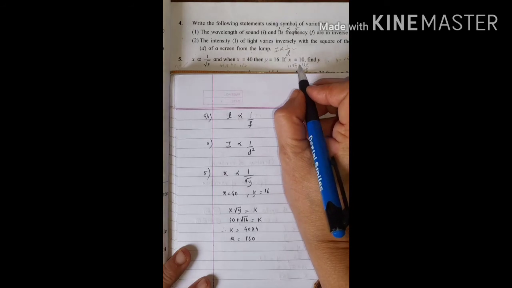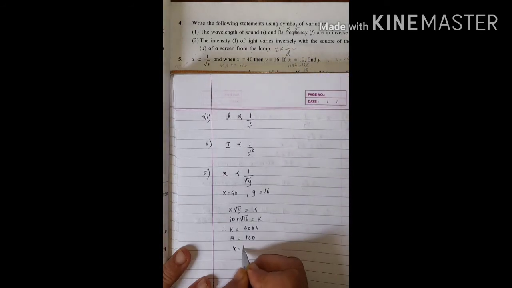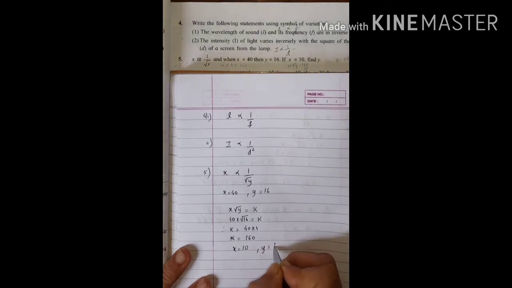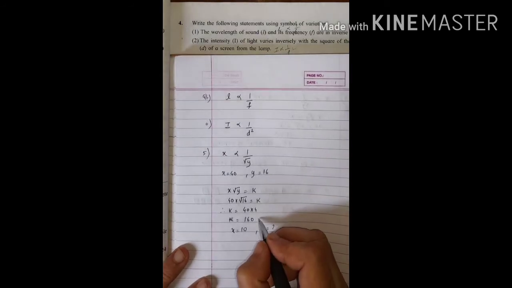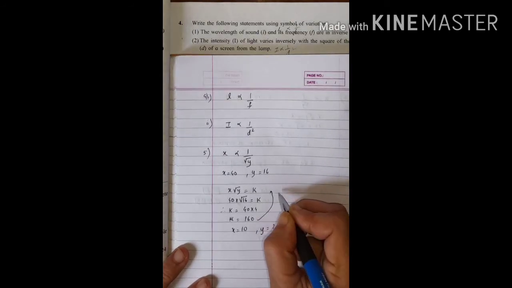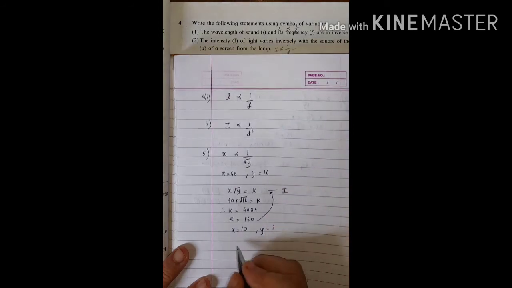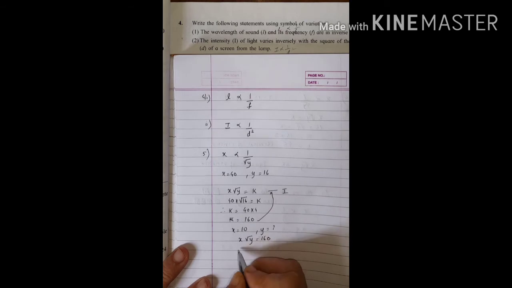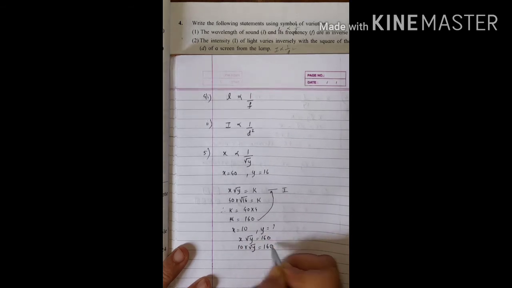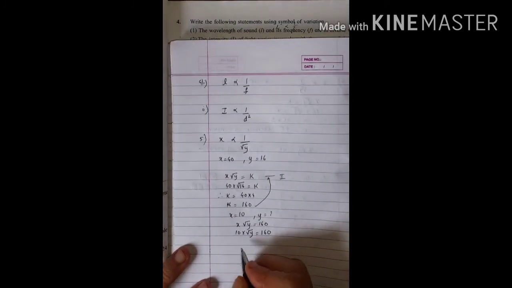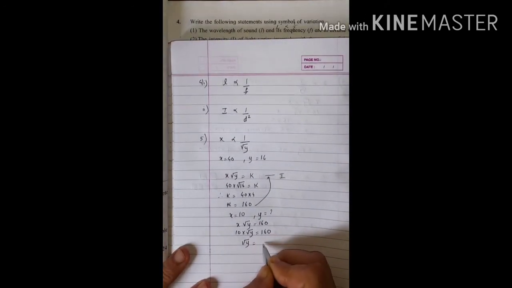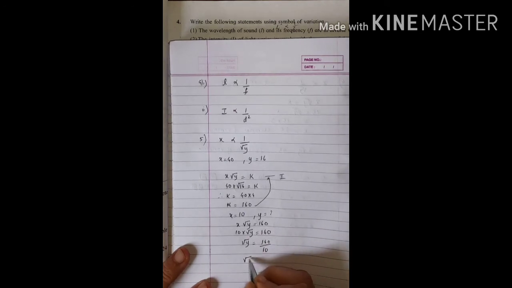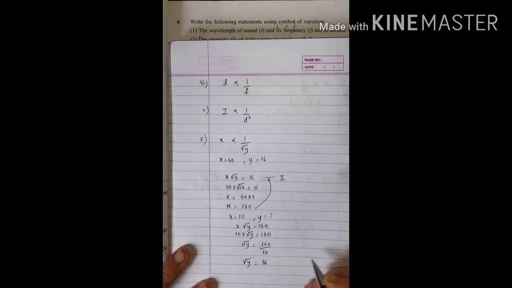Now they ask, if x is equal to 10, then find the value of y. So we will substitute this in this equation. This is equation 1. We have x into root y is equal to 160. X is equal to 10. We need to find the square root of y. Okay, so we get the square root of y is equal to 160 upon 10. Square root of y is equal to 16.